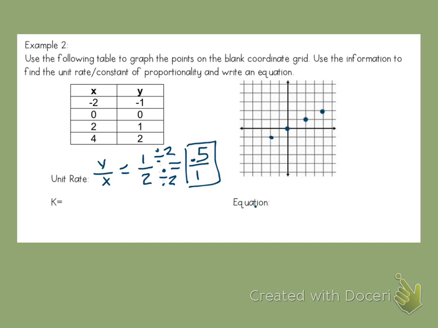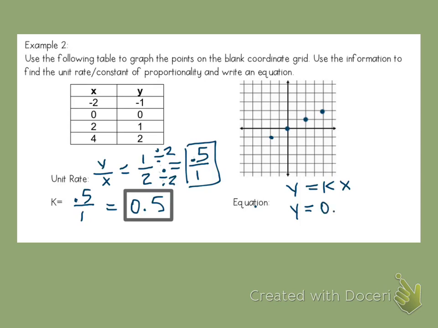What is your K? Remember, your K is your unit rate simplified. So 0.5 over 1 is just equal to 0.5. Okay, so that's your K. And so to write an equation, remember y equals kx. Y equals 0.5x.